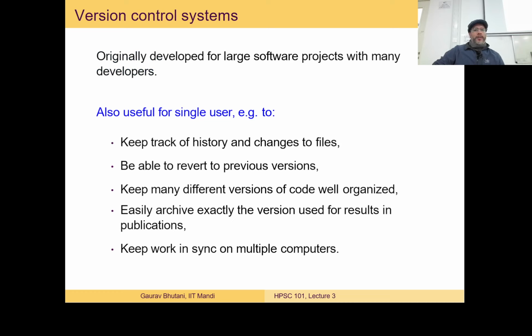Right, so the version control system was originally developed to deal with large software projects, but it has also been used by single users. As I gave an example, while doing my PhD, I was using a version control system to keep track of the history of my thesis. When I'm writing a thesis, it's a big document. So to keep track of the history, I was using this version control system. That gave me an option to revert to previous versions if needed.